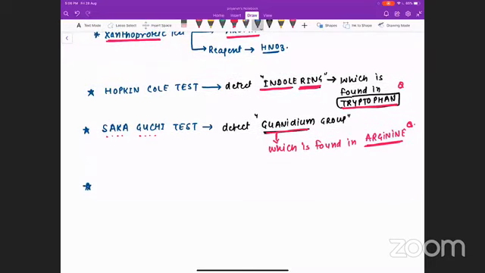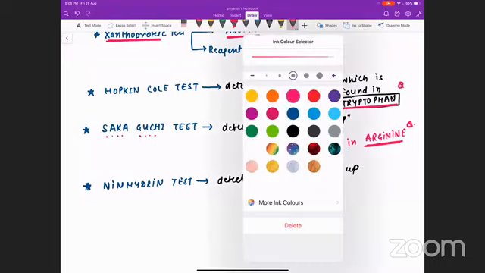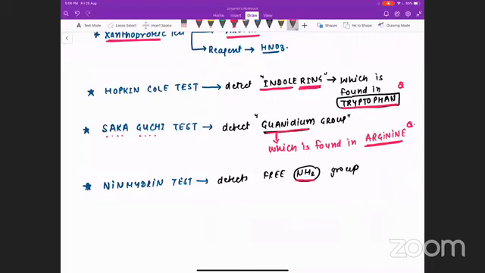Next is the ninhydrin test. Ninhydrin test detects the free amino group. Ninhydrin test detects free amino group. So for any amino acid, if the free amino group is not present, ninhydrin will be negative.